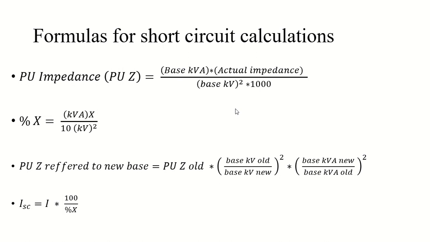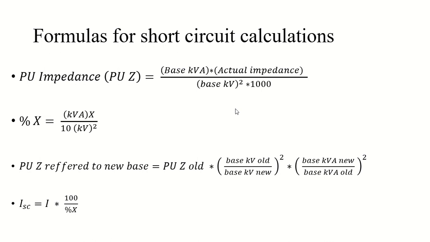Now coming to the short circuit current, what will be the formula? We will take the ratio of the actual current with percentage reactance, and we will simply multiply it with 100. That will be nothing but your short circuit current.